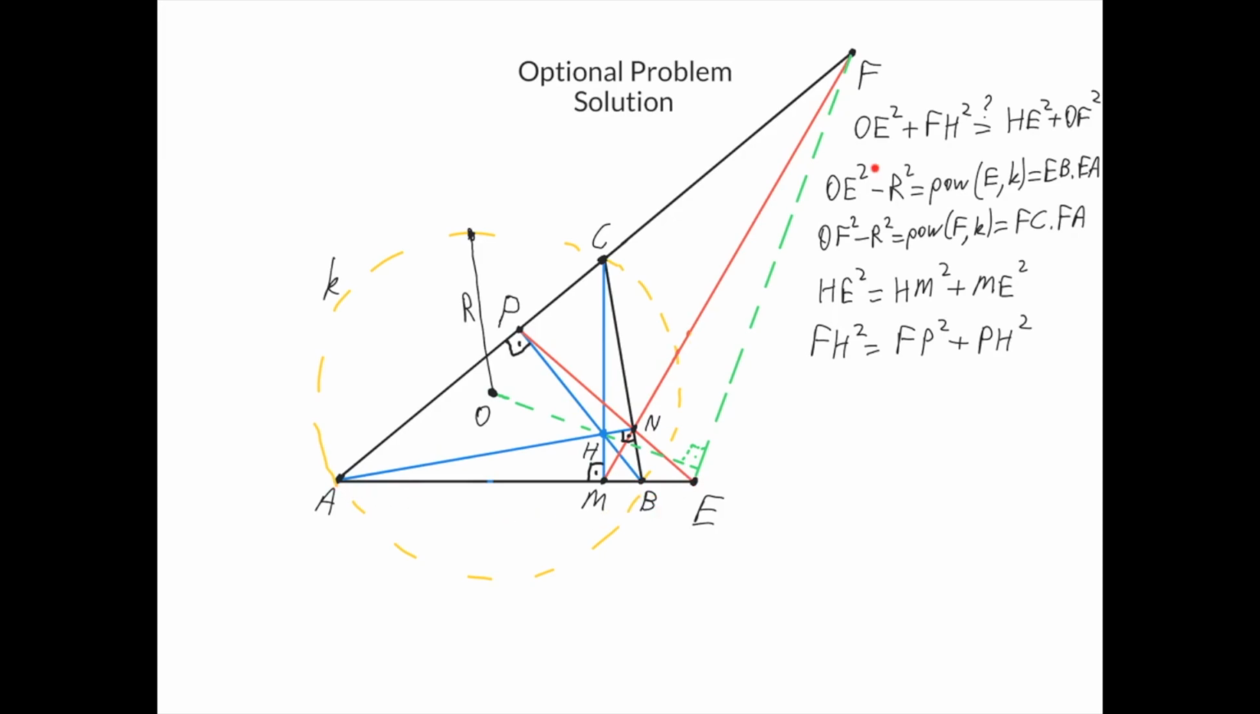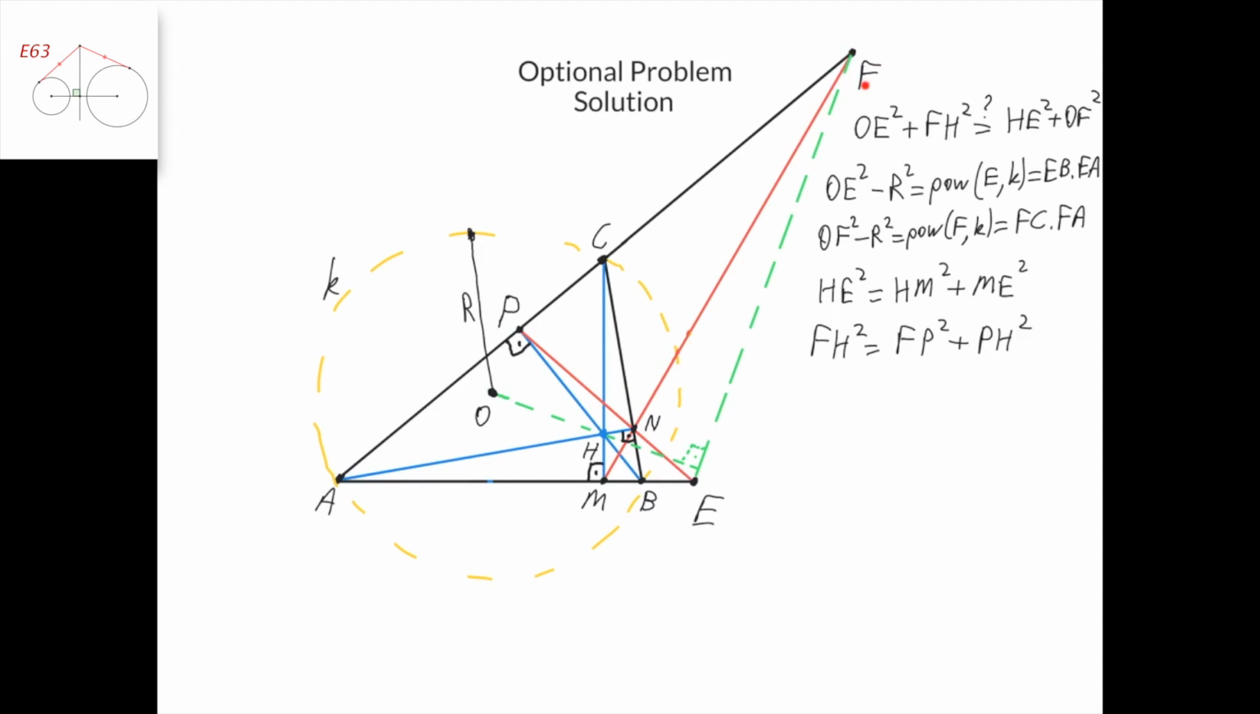So we can write OE squared minus R squared equals the power of E with respect to K equals EB times EA. Similarly, by considering the power of the point F with respect to the same circle, we get that OF squared minus R squared equals the power of F with respect to K equals FC times FA. By using the Pythagorean theorem for triangles HME and HPF, HE squared equals HM squared plus ME squared as given here, and HF squared equals FP squared plus PH squared as given here.